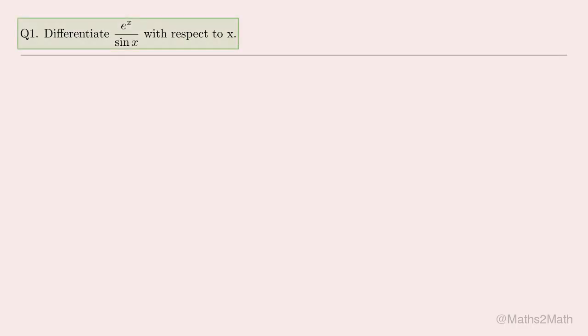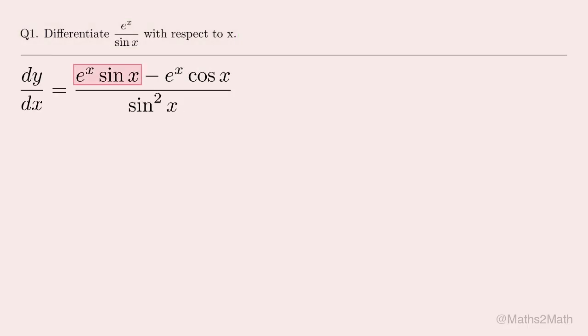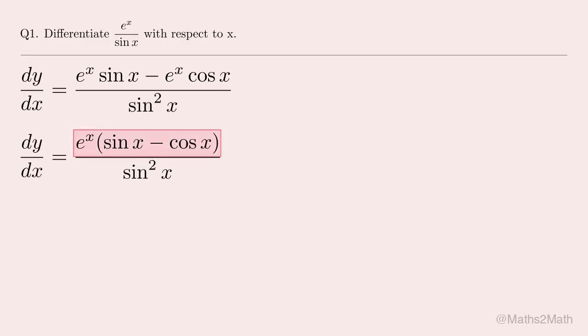Question 1. The exponential divided by sine x, a quotient of two functions we can now both differentiate. E to the x is its own derivative, which keeps the quotient rule clean. Quotient rule: derivative of the top times the bottom, minus the top times derivative of the bottom, over the bottom squared. Factor e to the x from the numerator.